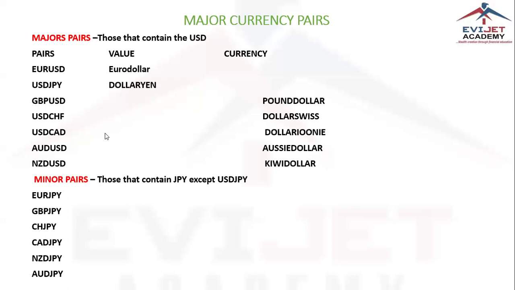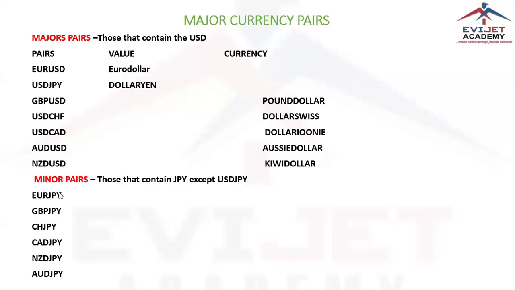So now, I've just said that major pairs are major currencies paired with the USD. Please take note. Not every currency that contains the USD, but the major currencies, that's the eight. Out of those eight, those paired with the USD are major pairs.